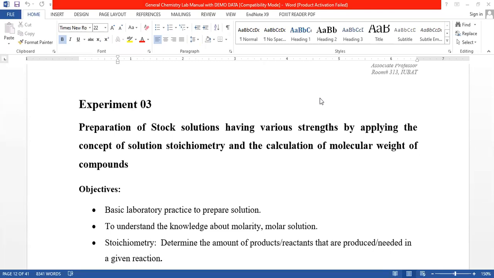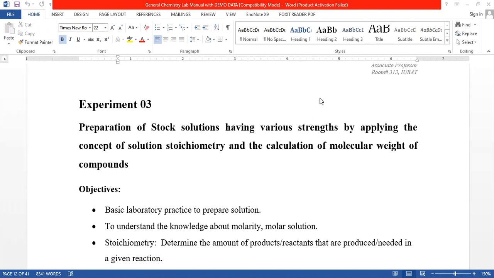So solution is very important. Most of the cases, if we do not make any solution, the reaction will not initiate because it is mandatory and it is the primary requirement for carrying out any reaction. The contact among the reactants is very important. And solution is the best process to make contact with the reactants for a successful chemical reaction.